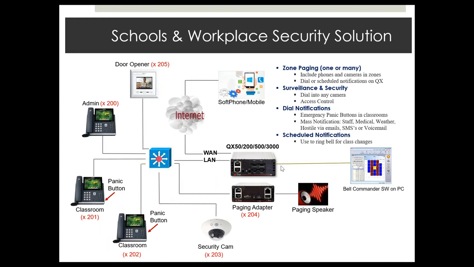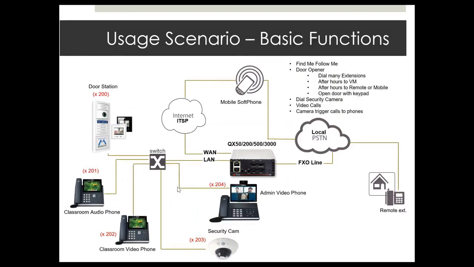You have zone paging, where you can page to a phone or cameras. You can have dial or scheduled notifications on the QX to either one or many paging devices. Surveillance. Here you can dial into a camera, so you've got an overhead camera. You see the phones here on the left. Those are obviously extensions. They can have panic buttons on them. The cameras can have extensions on them. Door openers can be treated like an extension.